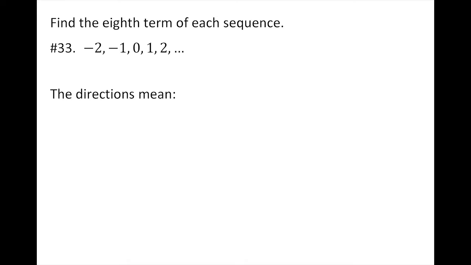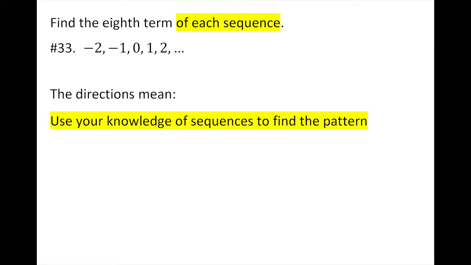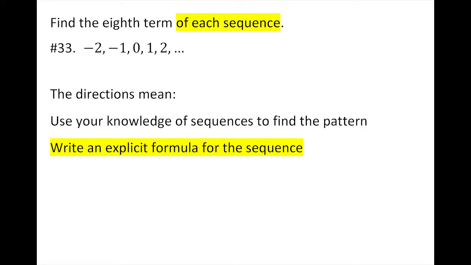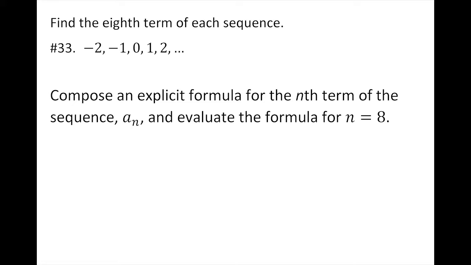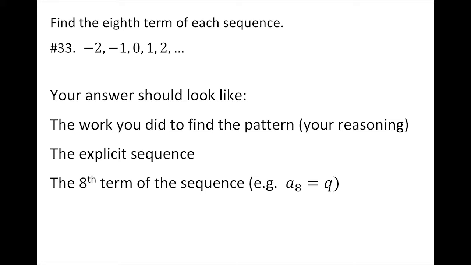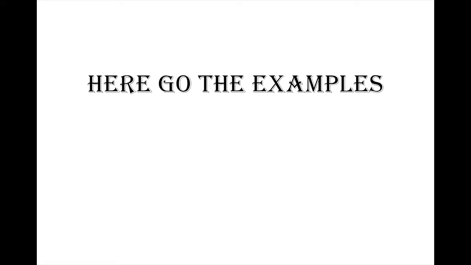Okay, in order to do that, first we have to find the pattern. Then we're going to have to write an explicit formula for the sequence. And so finally then we can evaluate the formula for n equals 8. So we're going to compose an explicit formula and use that to find the 8th term. Your work should look like the work, the explicit sequence, and the 8th term in the pattern.